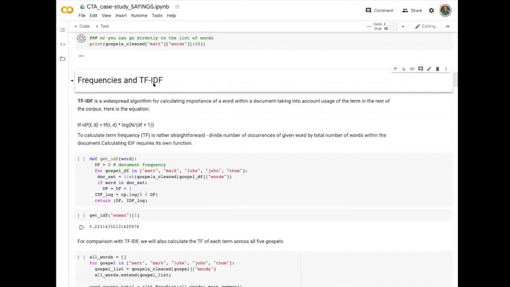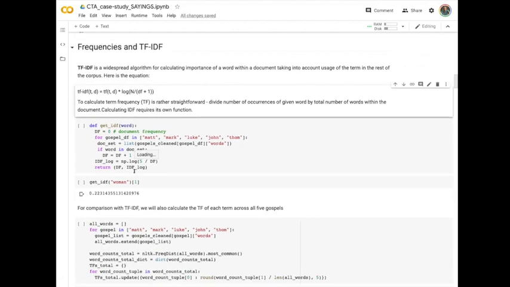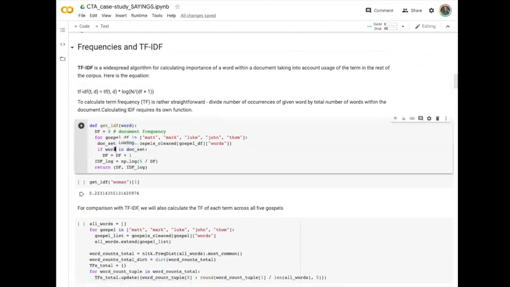What you can meet quite often when reading about computational text analysis is TF-IDF. This means term frequency multiplied by inverse document frequency. It is an algorithm for calculating the importance of a word within a document, which takes into account the usage of the term in the rest of the corpus, in the rest of the documents in the corpus. Here is the equation, how it works, and here is one of its implementations in Python.